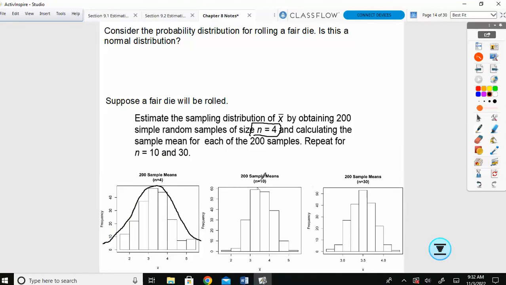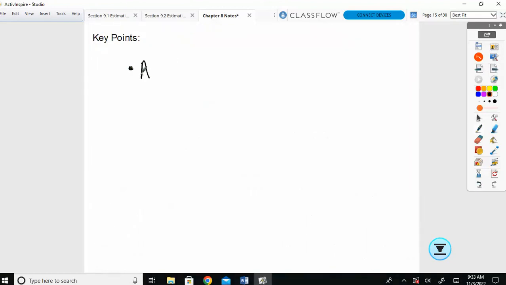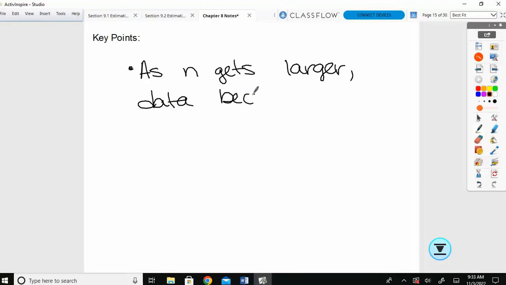Okay, if I change my n and I make it bigger, so I roll it 10 times, find my average, and do that 200 times, it's a little more bell-shaped. If I roll it 30 times at once and find my average, it's even more bell-shaped. So the original distribution wasn't normal, but when I looked at my sample means, it was. So this is what's called the central limit theorem. So basically, as n gets larger, the data becomes more normally shaped.